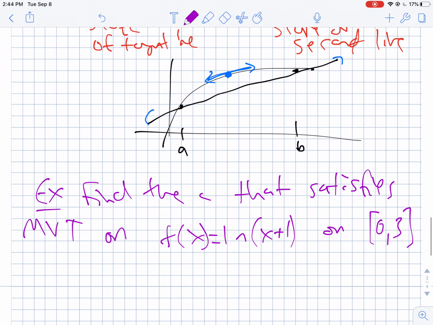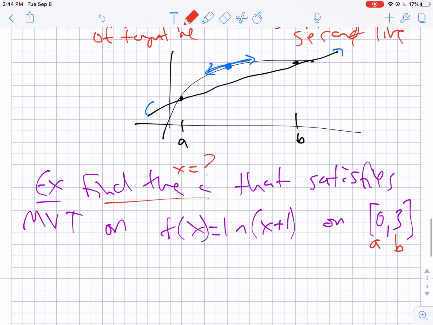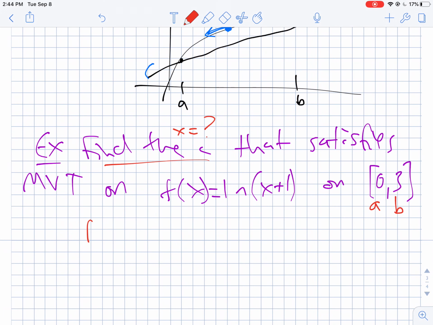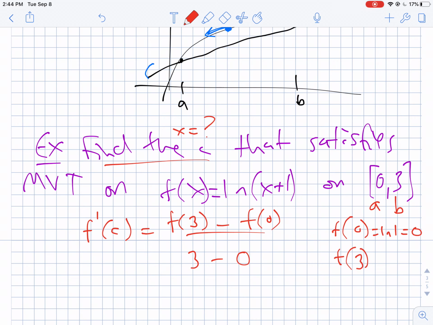Okay. So when we do that, this is the a and this is the b. You're trying to find the c. So what does that x value equal? Setting up my equation, what is the point where f prime of c equals f of 3 minus f of 0 over 3 minus 0? Of course we could plug in this function. f of 0 is ln of 1, which is 0. f of 3 is equal to ln of 4. So there has to be some point where f prime of c equals ln of 4 minus 0 over 3.